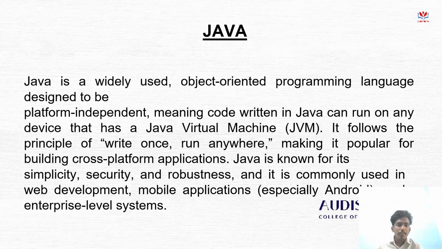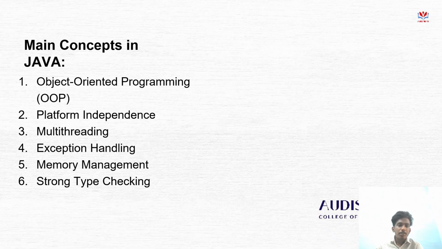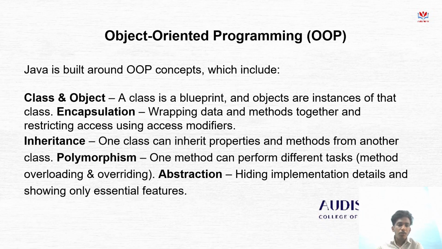Java is a widely used object-oriented programming language designed for platform independent code that can be written on any device, and the virtual machine lets you write once and run anywhere across platforms. Java is known for simplicity, security, and robustness, and is commonly used in developing mobile applications, especially Android, and enterprise level systems. The main concepts of Java are object-oriented programming, platform independence, multi-threading, exception handling, memory management, and strong type checking.